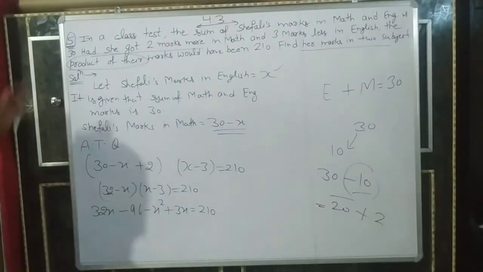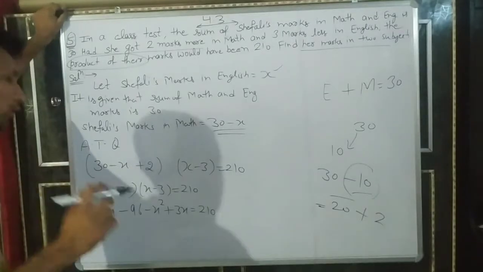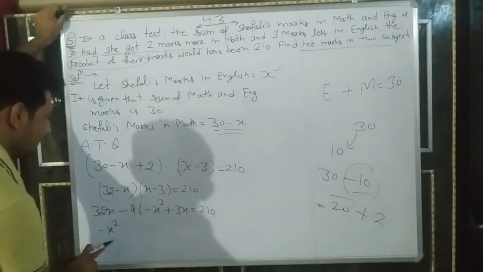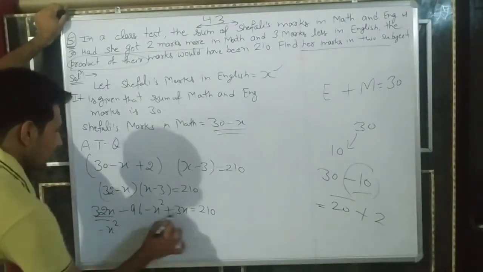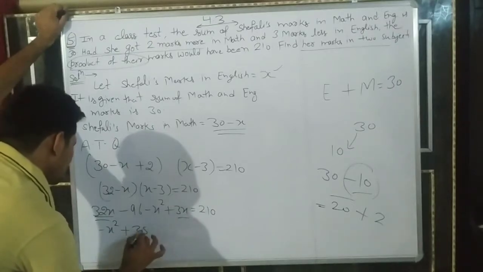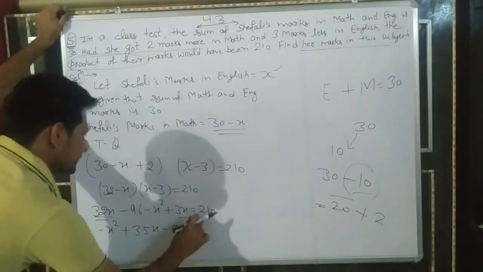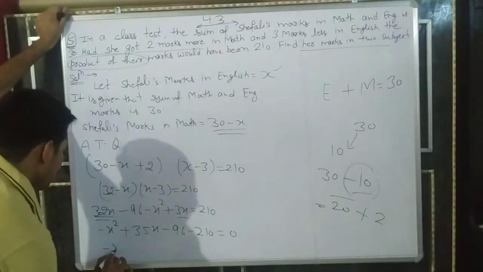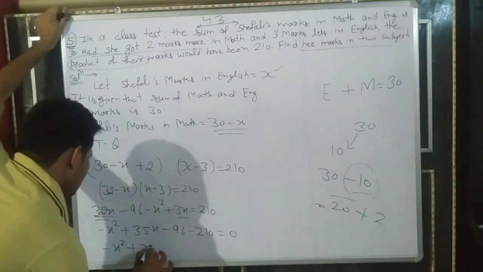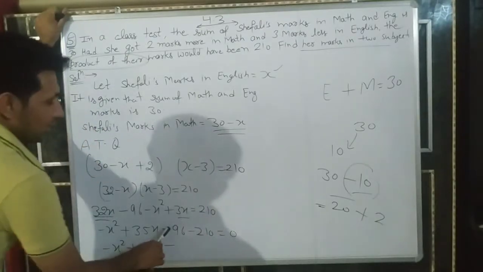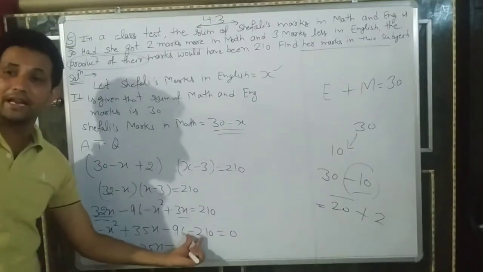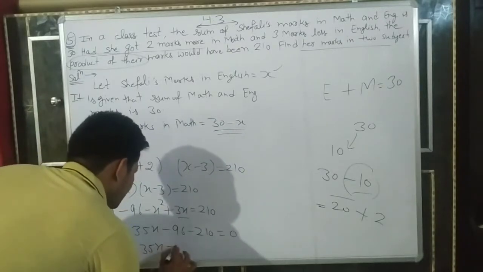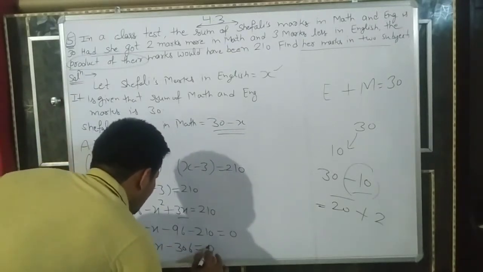What we will write? Always we will write a polynomial in descending order, first the term whose power is greater. Minus x square, 32x plus 3x, plus 35x minus 96. 210 on the other side, negative, it is 0. So what has become? Minus x square plus 35x, minus negative and negative, we are both adding, so put the negative sign and add both. How much has become? It has become 306, equal to 0.